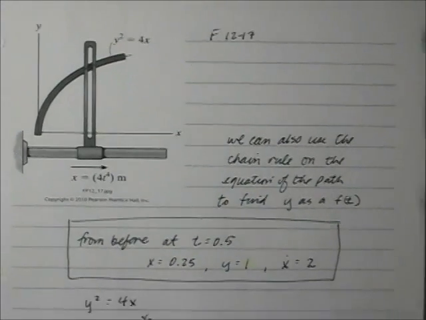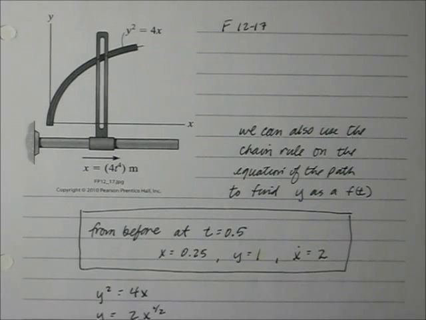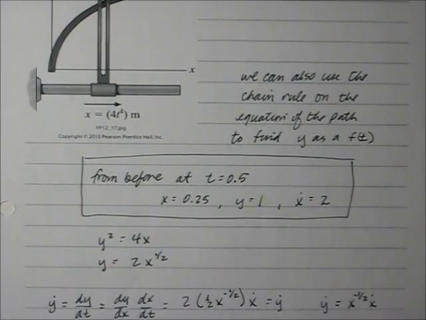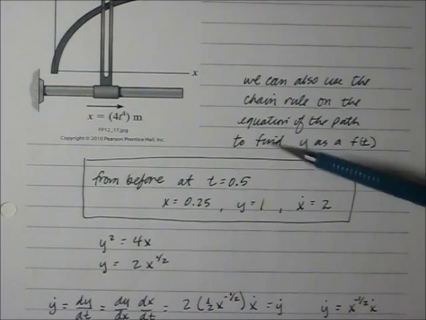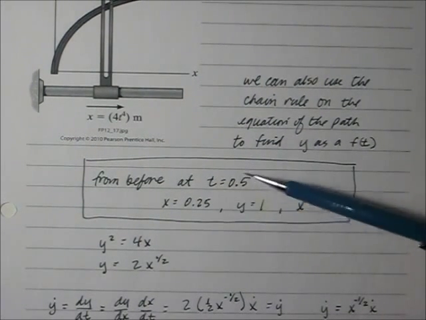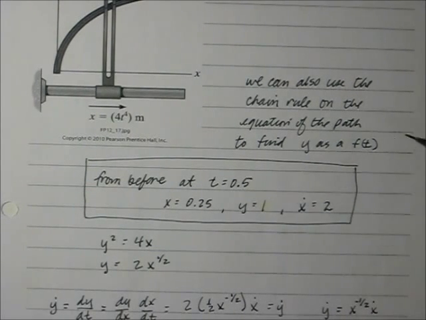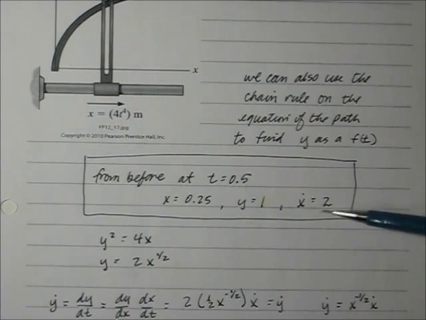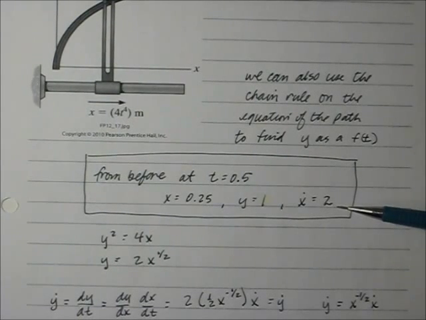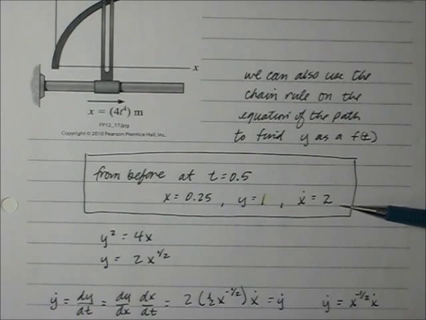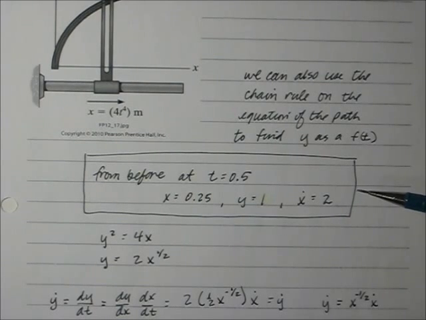If we wanted to, or if we needed to, we can also do this with the chain rule and the product rule. In this case, it's a little bit more difficult to do the chain rule and the product rule, but let's go ahead and do that anyway. From our previous analysis, we know the values given for x and y at t equals 0.5 and x dot, so I'm not going to redo those. Let's just focus primarily on y dot and y double dot.